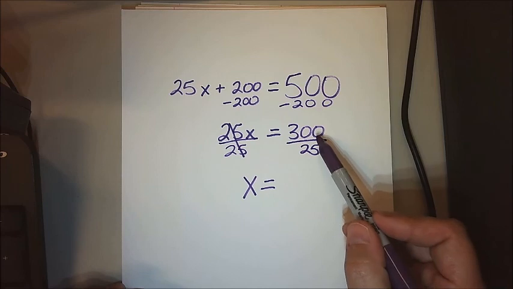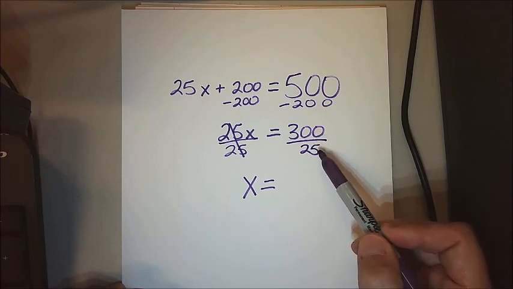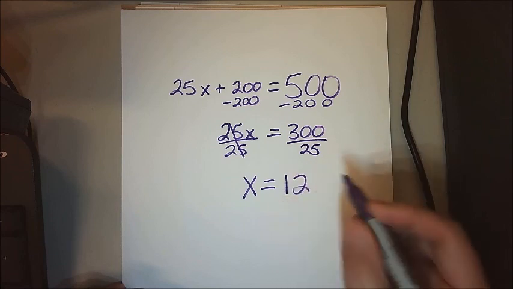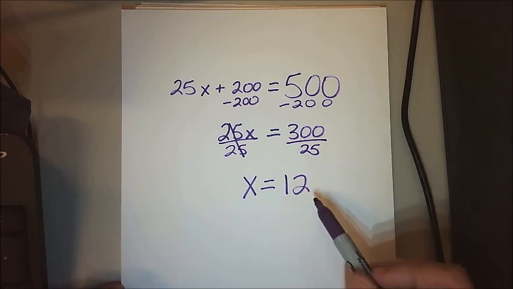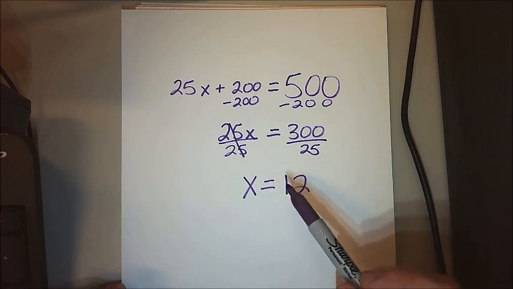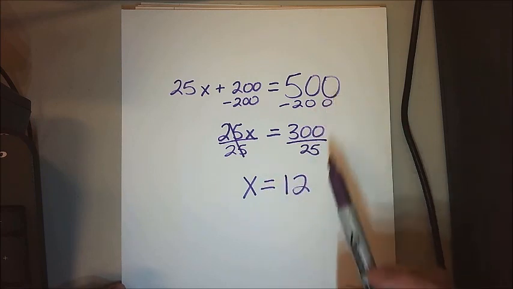Here, 300 divided by 25, some quick math tells me that's going to be 12. This 12 represents how many weeks you're going to have to work, at $25 per week, to save up for your $500 gaming system.